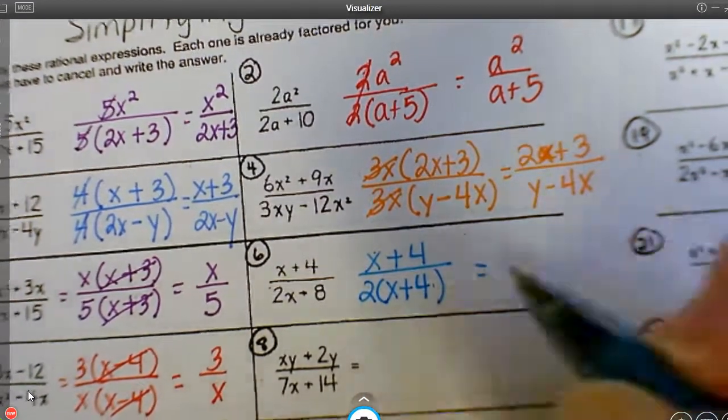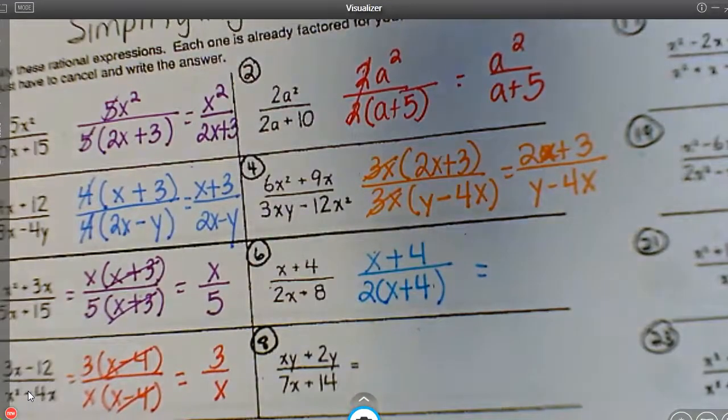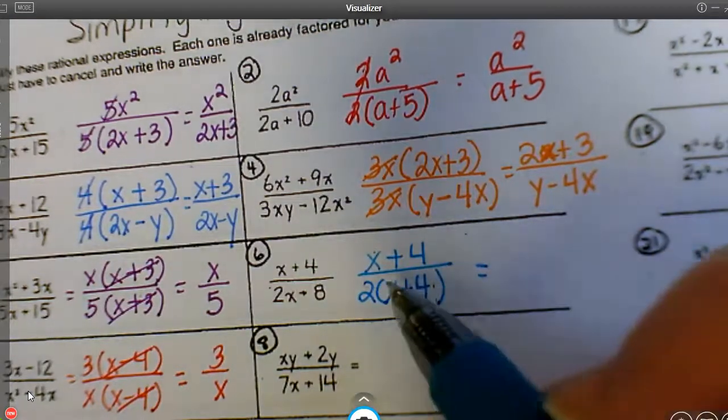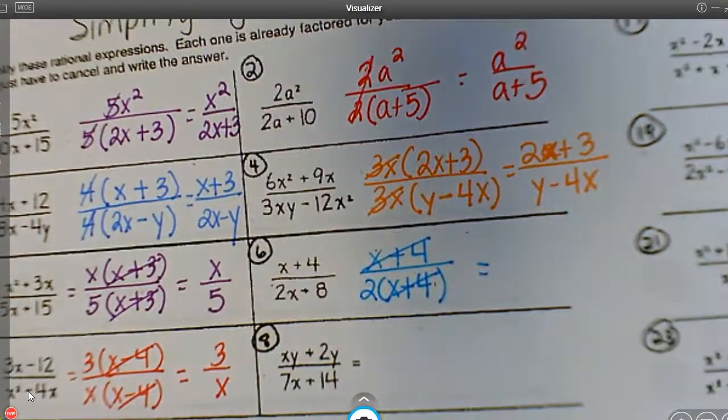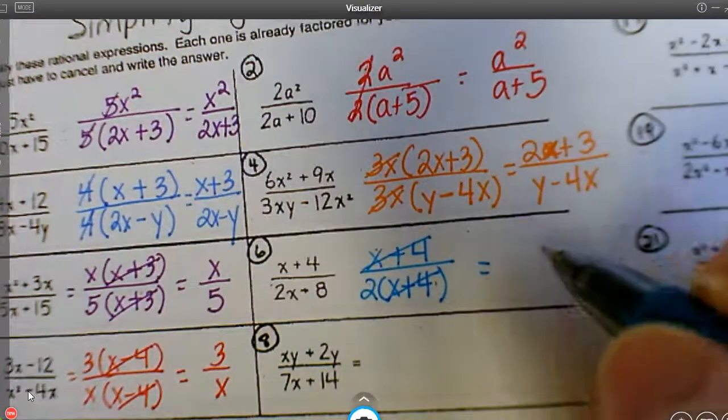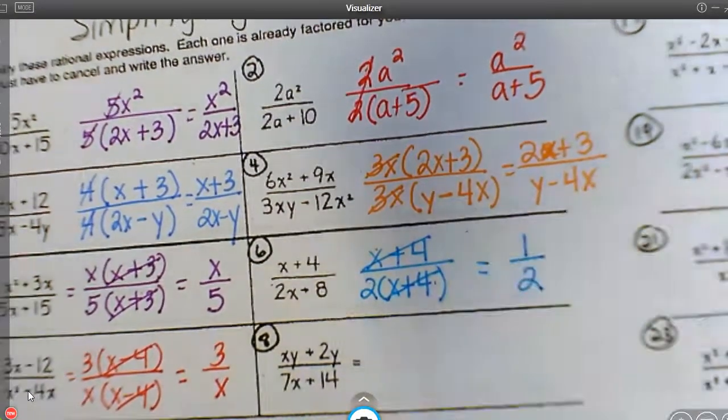And this part is where it's interesting again. So the x plus 4's will go away, and you're left with that 2. But when something goes away completely on the top, that means you're left with a 1 on the top. You don't just make it go away. It's like a 1 up there, so this comes out to be 1 over 2.